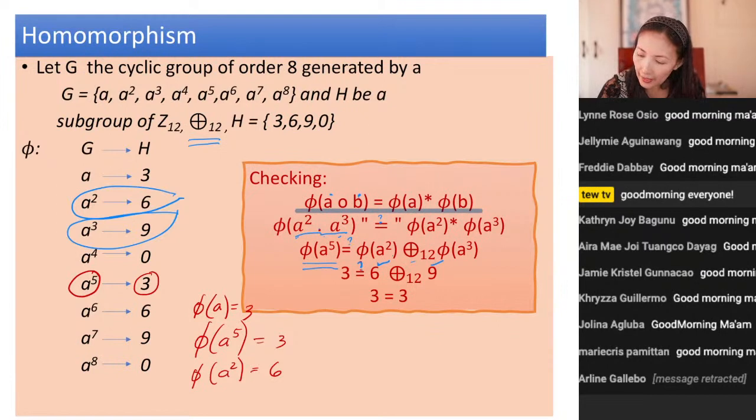Now, 6 plus 9 modulo 12 is 15 modulo 12. But 15 modulo 12 is 3. 3 is equal to 3. And therefore, this is an example of a homomorphism. Okay? Now, let's check with other pair.